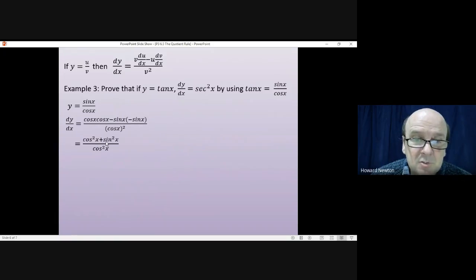Well, sine squared plus cos squared equals 1, so the top will simplify to just 1. 1 divided by cos squared, well, 1 over cos is sec, 1 divided by cos squared is sec squared. So that takes us straight to the answer.